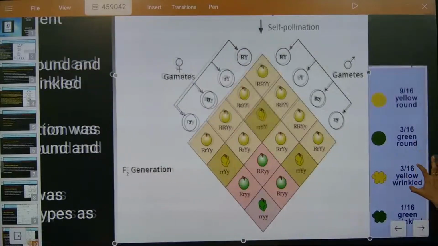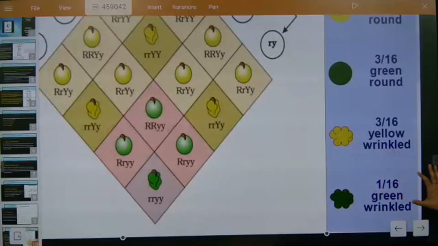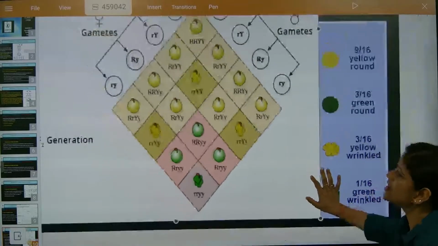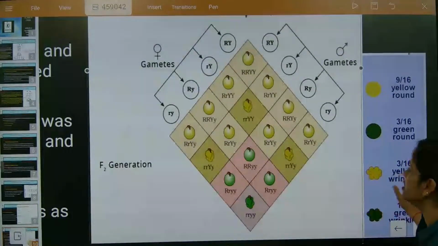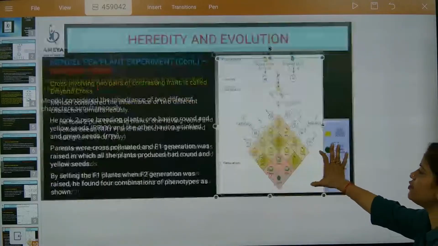Can you see? Yellow round 9 out of 16. Green round 3 out of 16. Yellow wrinkled, green wrinkled. So green wrinkled amount is very less. Okay. So this is exactly the Punnett square, and we have understood this is F2 generation. This is what generation, beta? F2 generation. So now they talked about F2 generation.